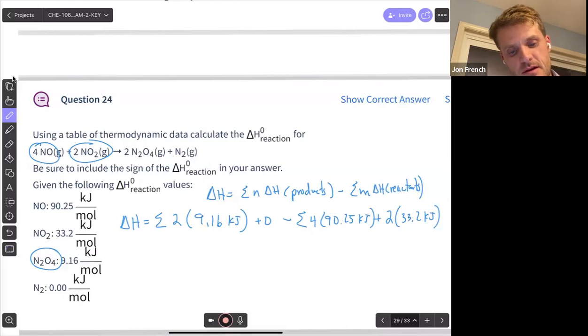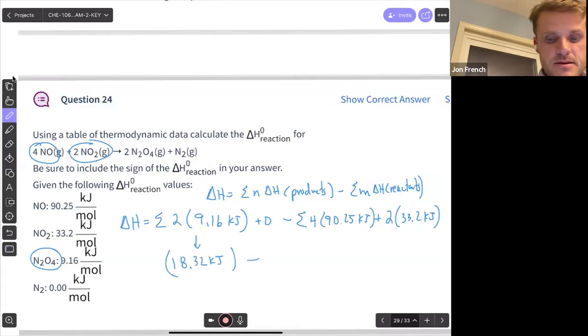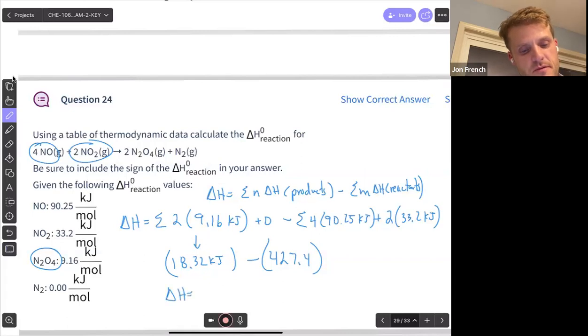So let's see. That's 18.32 minus 4 times 90.25 plus 2 times 33.2. So that's a minus 427.4. I subtract these two, right? 18.32 minus 427.4. And I get a delta H of minus 409.08. Again, addition and subtraction.